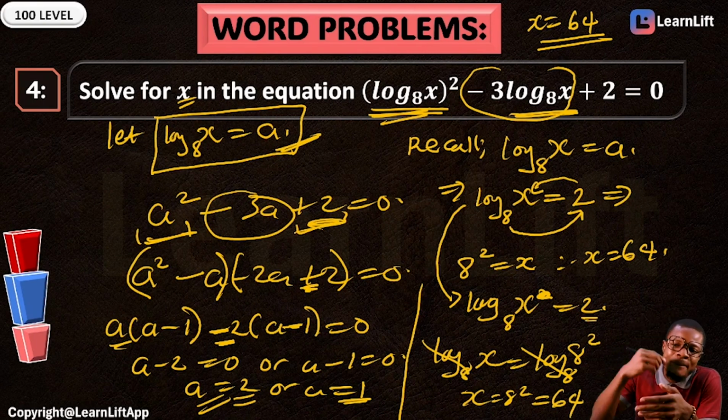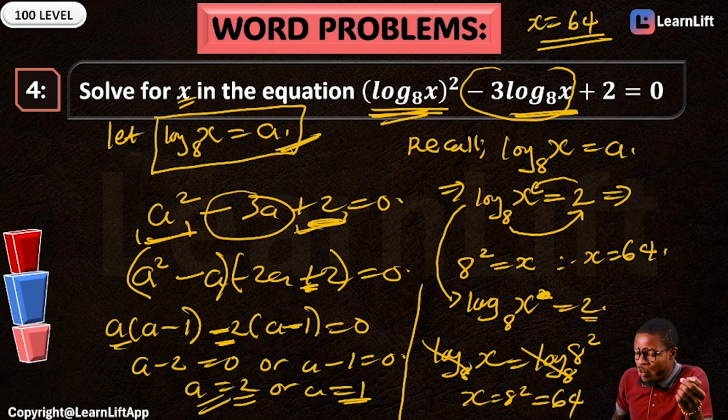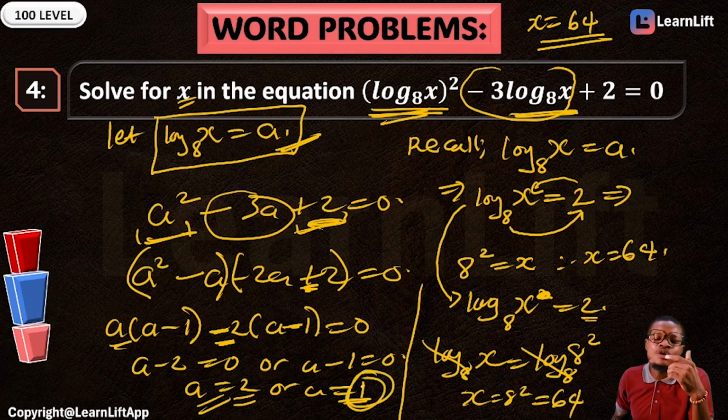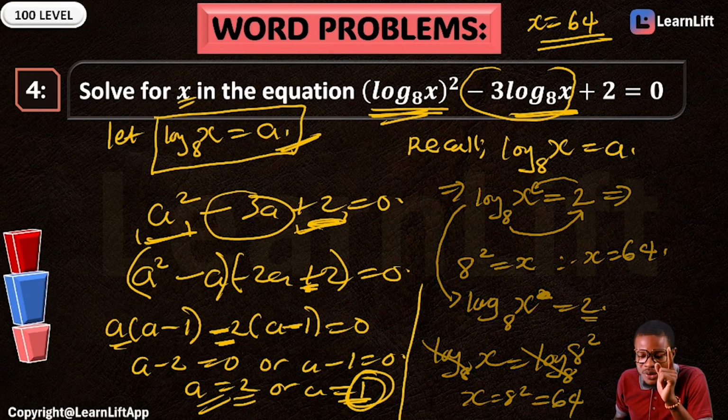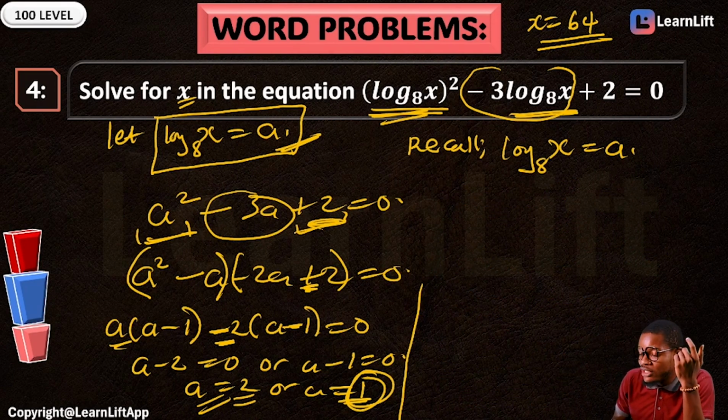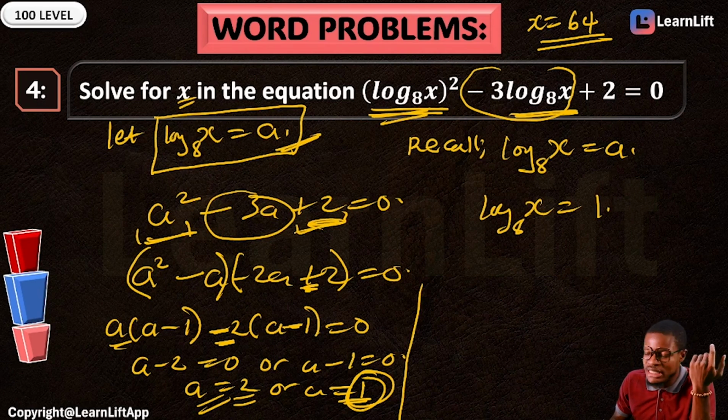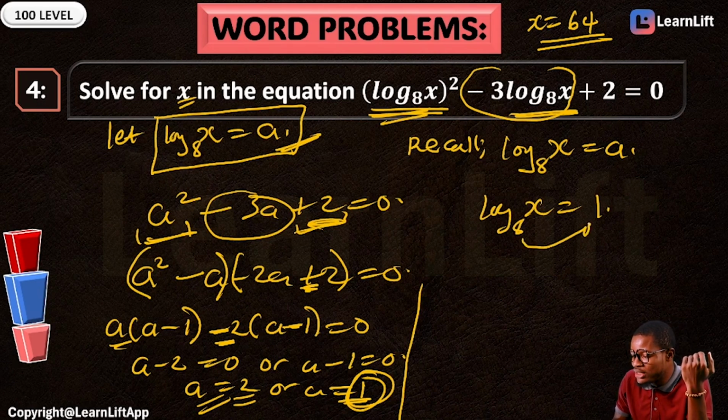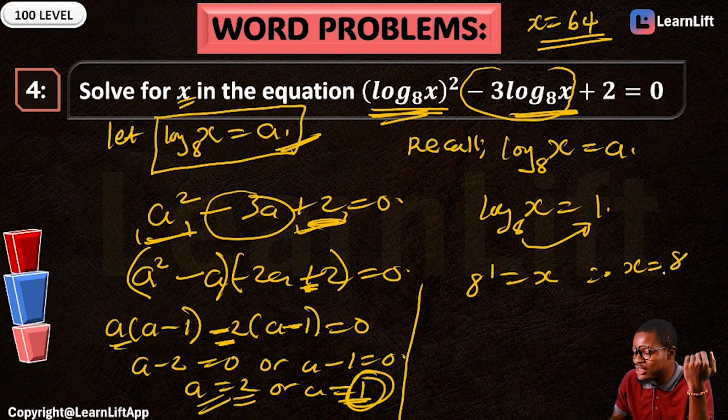Now, what about when A is 1? Where A is 1, how do we get our second value? Very quickly, what do we do in this? It's very fast. Don't forget that A is equal to 1. So log base 8 of x is equal to 1. Now use the definition and get the answer. This is going to give me 8 raised to the power of 1 is equal to x. Therefore, we can conclude that our x is equal to 8, being the final answer.